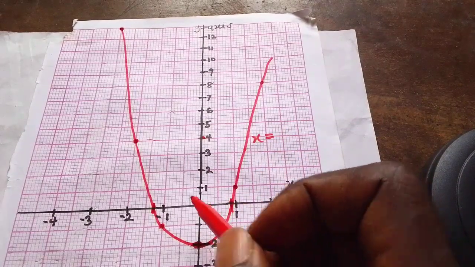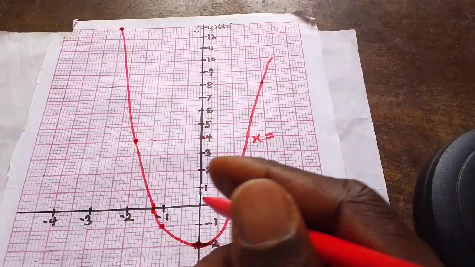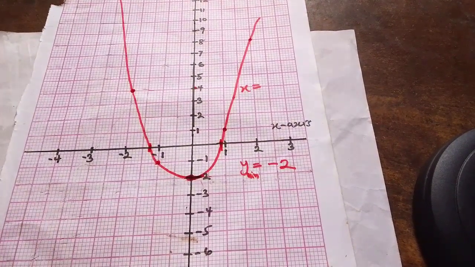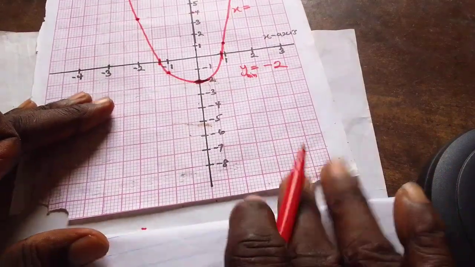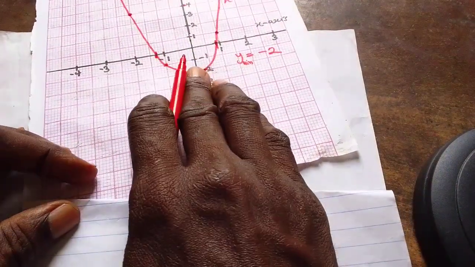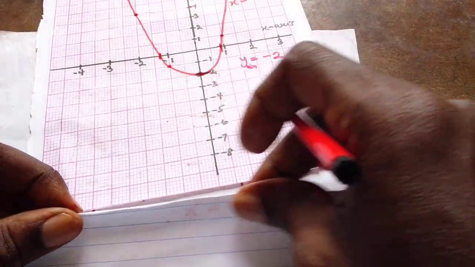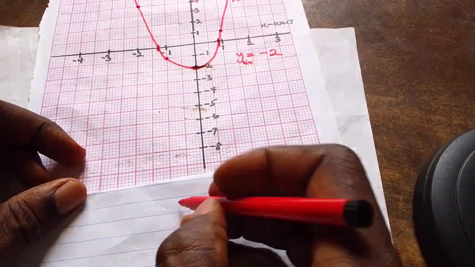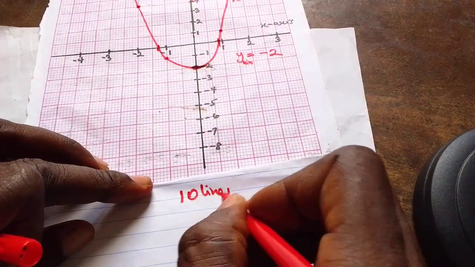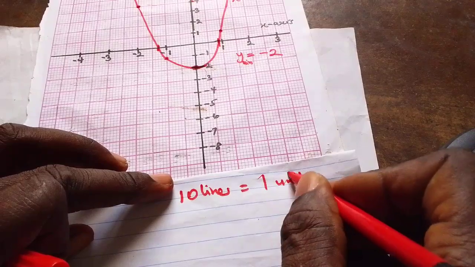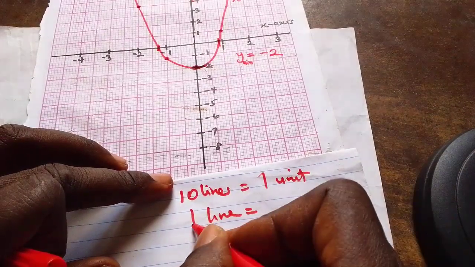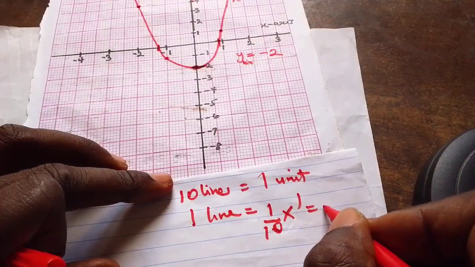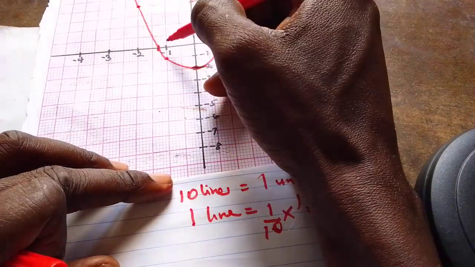If you look at the x-axis here, we said that 2 centimeters represent 1 unit on the x-axis. I want to know the value for one of the lines. In 2 centimeters we are having 10 lines. If 10 lines is equal to 1 unit, what's the value for one line? You write 1 over 10 times 1, which gives you 0.1. So each of the lines here is 0.1.